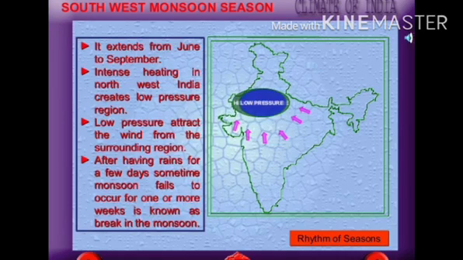Now the southwest monsoon season extends from June to September. Intense heating in northwest India creates a low pressure region. Low pressure attracts the wind from the surrounding region. After having rain for a few days, sometimes the monsoon fails to occur for one or more weeks, which is known as a break in the monsoon.